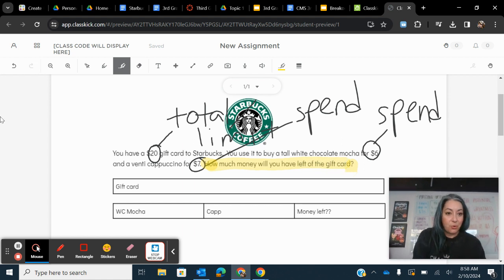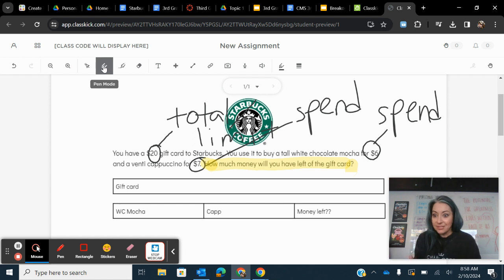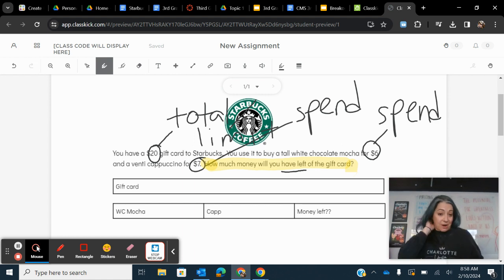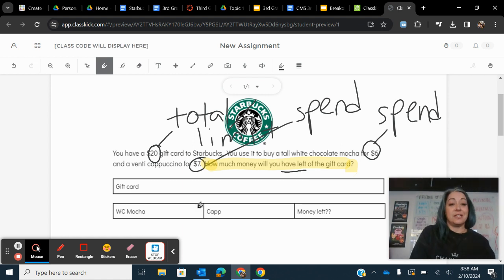The question that I'm looking to answer is how much money will you have left on the gift card? Have left. That makes sense. I'm spending some money, so I'm probably going to have some money left. Okay, so I've annotated my story problem. Now I'm going to fill in my bar diagram.